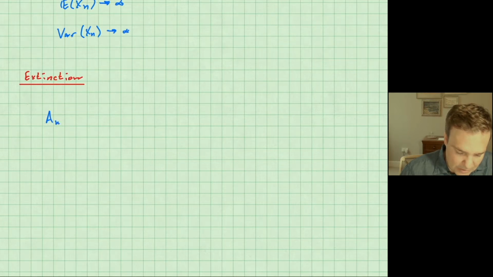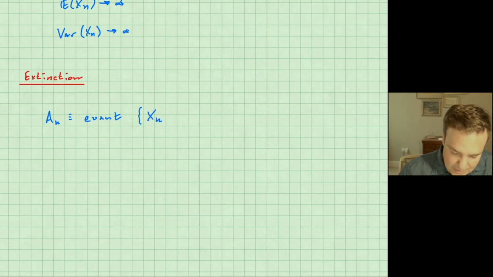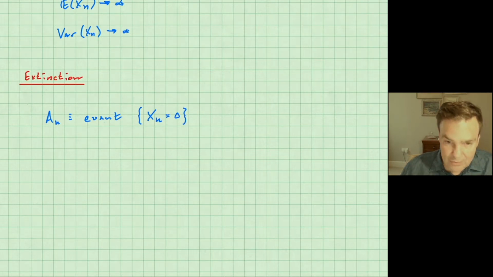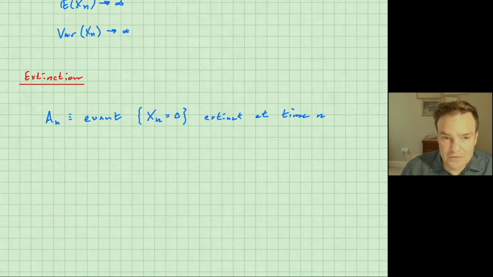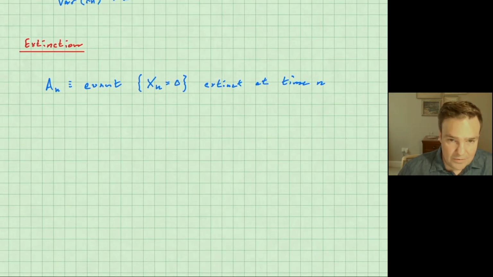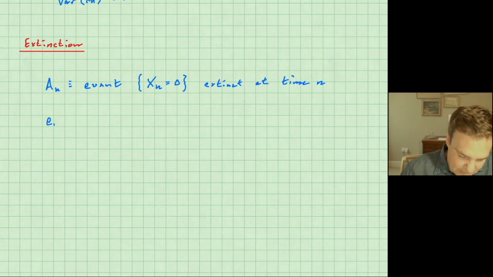So we're going to name A sub n. That's going to be the event. So I guess it's a set that x sub n is equal to 0, right? So it means that you're extinct at time n. That the population is extinct at time n, right? So that's the event. And we'll say E sub n.